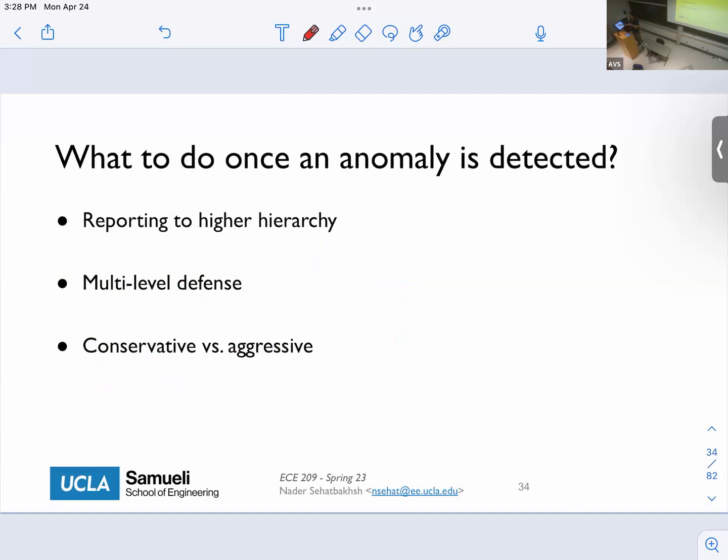And as I said, you can be conservative and you can be aggressive, right? You may decide not to report anything and be very conservative. You may be very aggressive, and as soon as you detect something, you may want to report it. So that's also the game that, as a security engineer, you may want to think about.